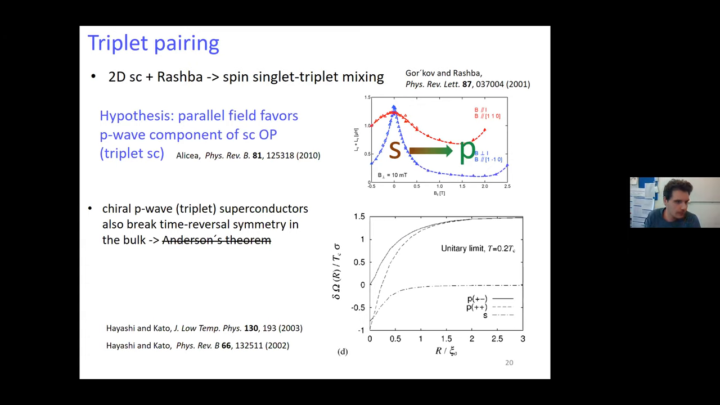Hayashi and Kato, for instance, have calculated the depth of the pinning potential in P-wave superconductors and in standard S-wave superconductors. And what we can see here is that indeed in chiral P-wave superconductors, the pinning potential is much deeper and therefore the inductance should be much smaller in the system.